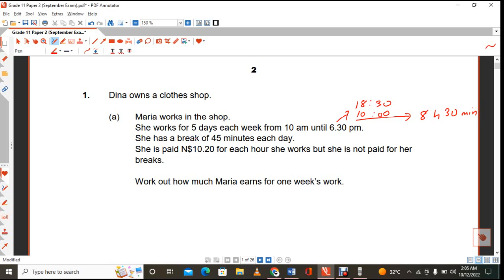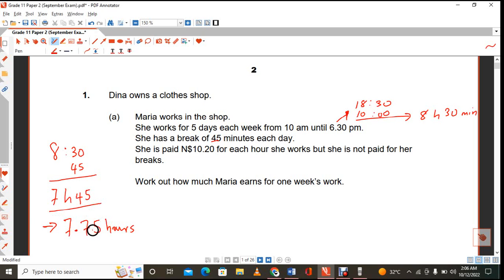And then we also know she takes 45-minute breaks. So I'm going to utilize the space that I have. Remember in the exam, use your space. So we know that she has to work 8 hours and 30 minutes per day. If I take away 45 minutes from that, that's going to leave me with 7 hours and 45 minutes. So effectively, this is the amount of time that she should work. Now, remember, this can also be written as 7.75 hours. So I'm just rewriting it as a decimal.